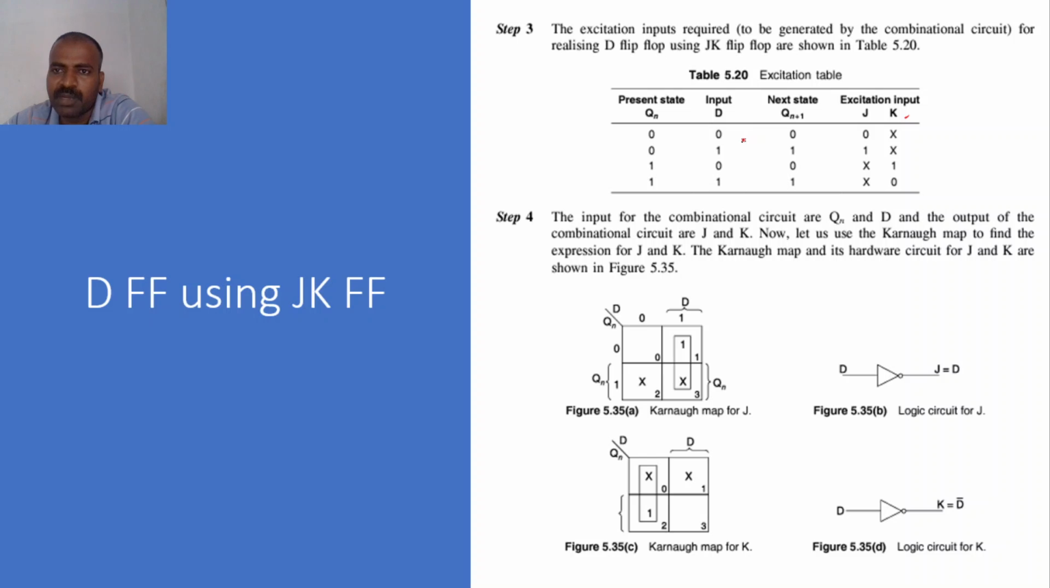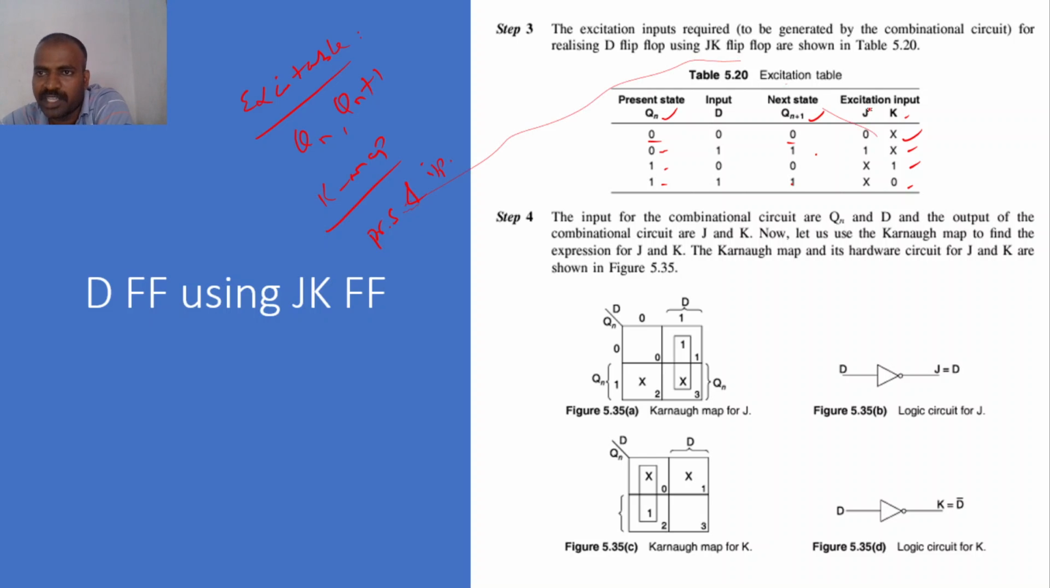As per the excitation table of JK, just consider Qn and Qn plus 1. So 0 0 gives 0 don't care, 0 1 gives 1 don't care, 1 0 gives don't care 1, and 1 1 gives don't care 0. Keep in mind that for the excitation table you consider Qn plus 1, and for the K-map you consider the present state and the inputs. These two things you are supposed to remember always.